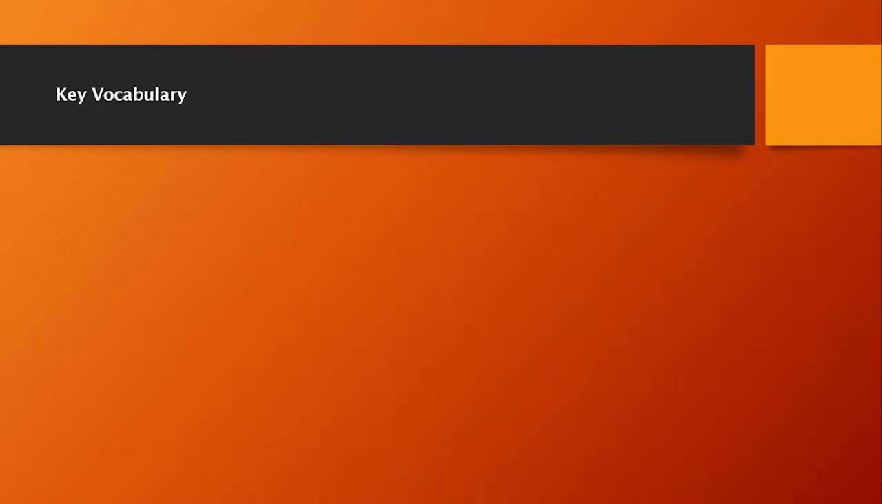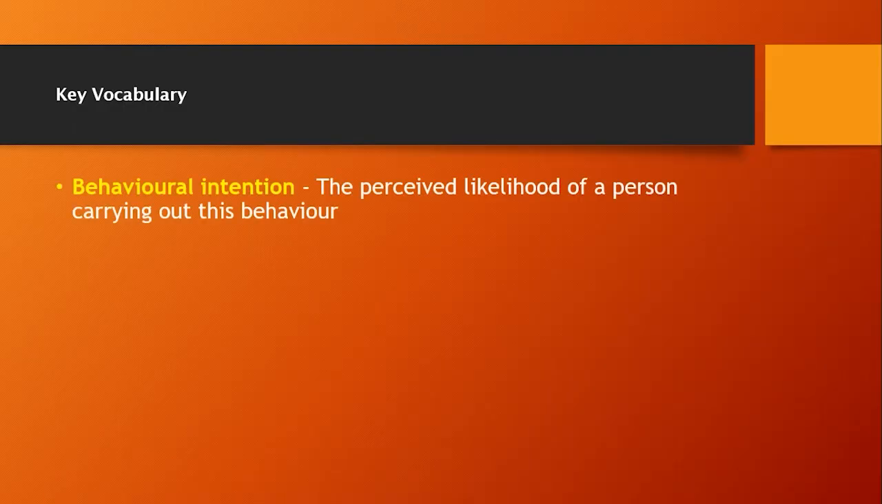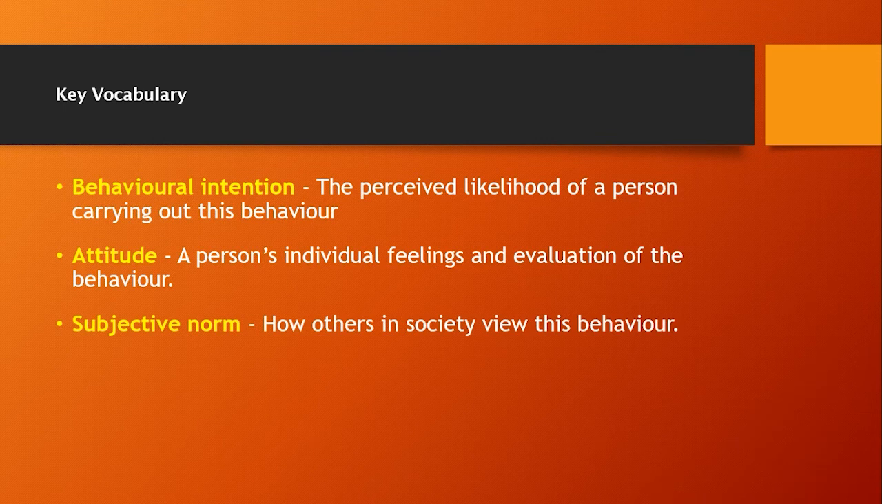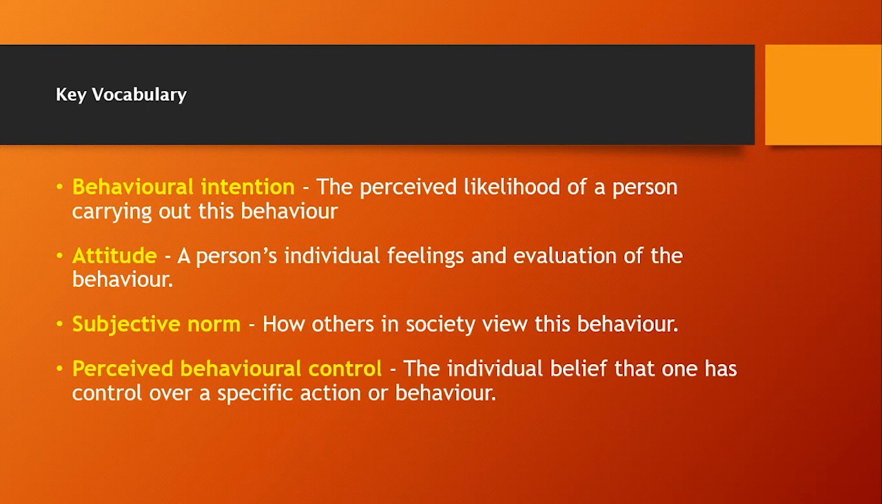Key vocabulary here is behavioral intention, the perceived likelihood of a person carrying out this behavior. The attitude, a person's individual feelings and evaluation of that behavior. Subjective norms, how others in society view this behavior. And perceived behavioral control, the individual's belief that one has control over a specific action or behavior.